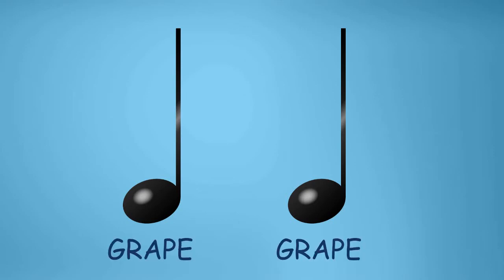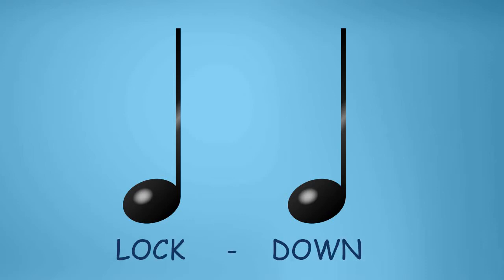Are you ready? Let's start with rhythm number one. These are made up of two quarter notes. Play and recite the fruit name. Ready, go. It goes like this. Grape, grape. And our word for the pattern is lockdown. Let us play the pattern and recite the word. Here we go. Lockdown. Good.